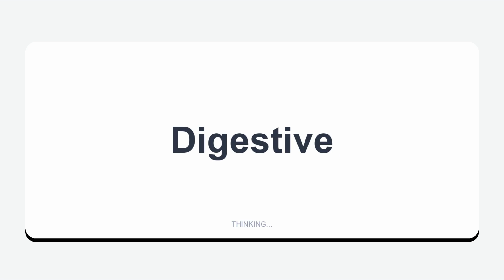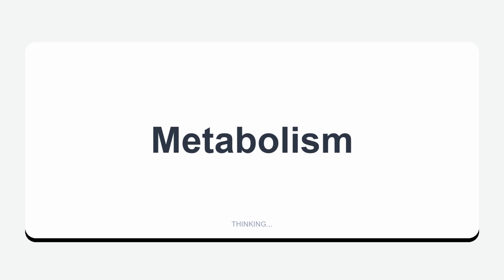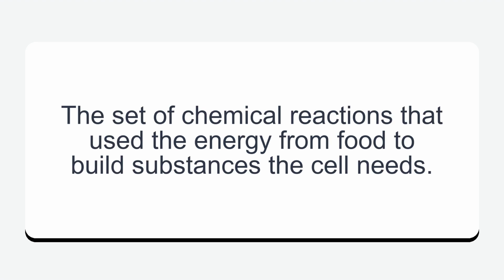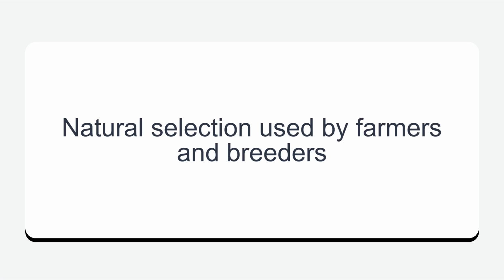Digestive. Processes foods, and absorption of nutrients into the body. Metabolism. The set of chemical reactions that use the energy from food to build substances the cell needs. Artificial selection. Natural selection used by farmers and breeders.